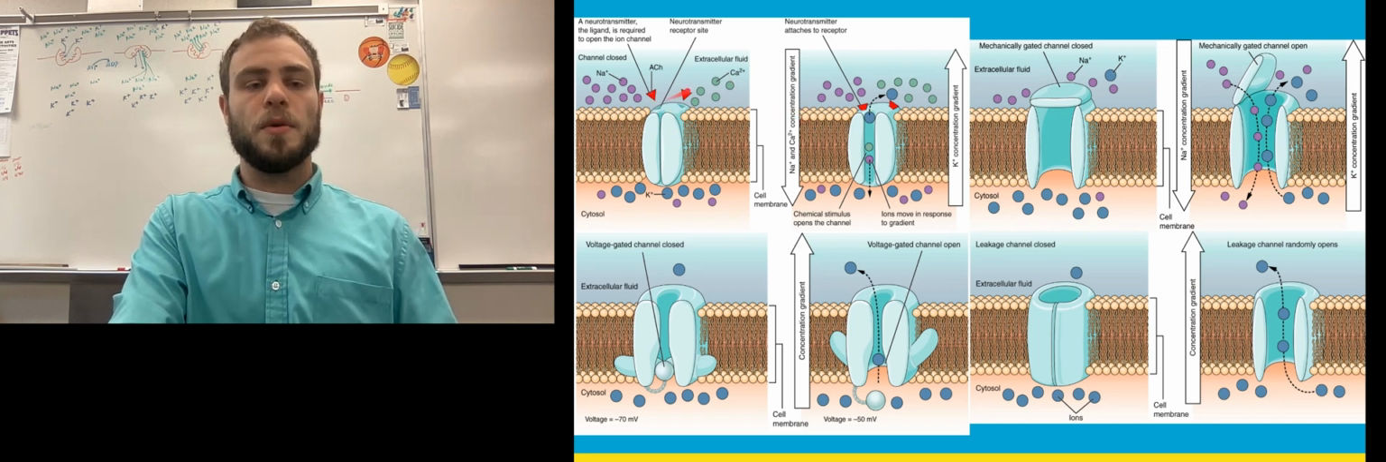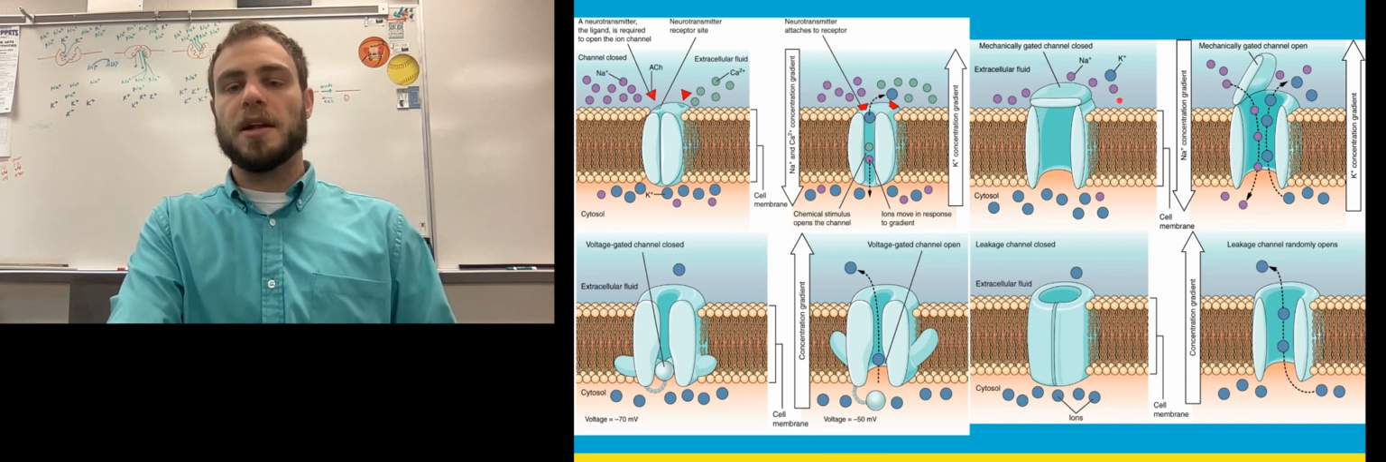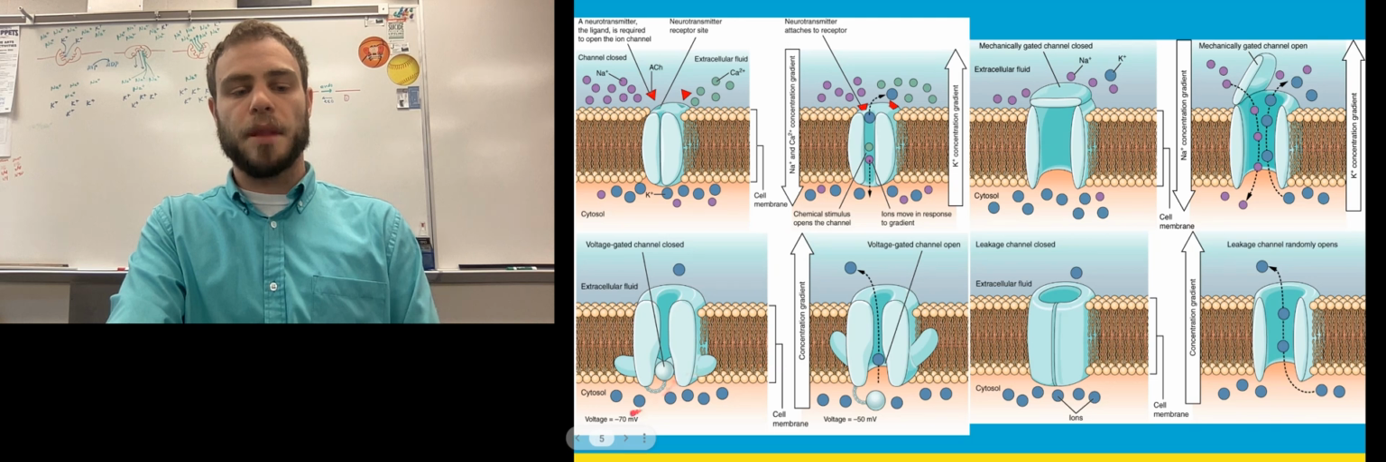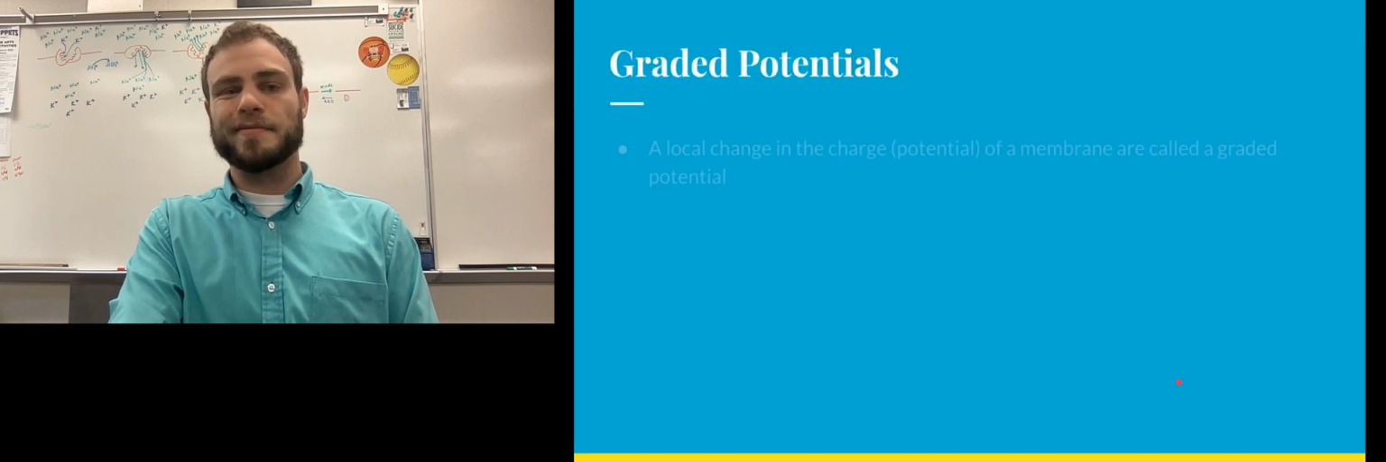So in the top left here, you can see how acetylcholine is going to bind on the extracellular side. That's going to open the pore and allow materials to flow through. Here we have a mechanically gated channel, so there's some sort of physical distortion that's going to cause this gate to open. Down here you have your voltage gated channel, which is blocked until a certain threshold is met. So here the voltage is minus 70 millivolts, but once it reaches minus 50 millivolts, that channel opens. And then here we have a leakage channel, which is randomly opening and closing.